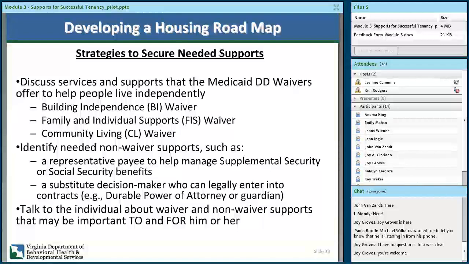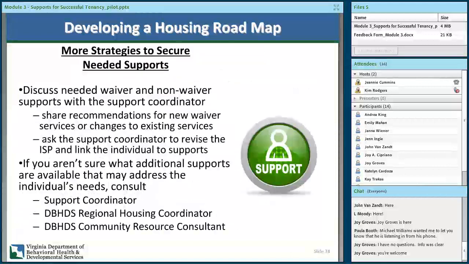Next, housing guides want to identify any non-waiver supports the individual may need to obtain and maintain housing, such as a representative payee to help manage supplemental security or Social Security benefits, or a substitute decision maker who can legally enter into contracts like a lease, such as a durable power of attorney or a guardian. Talk to the individual about the waiver and non-waiver supports that may be important to and important for him or her.